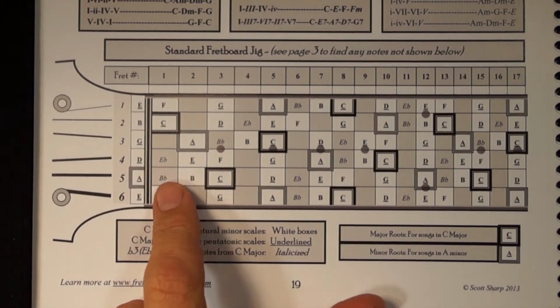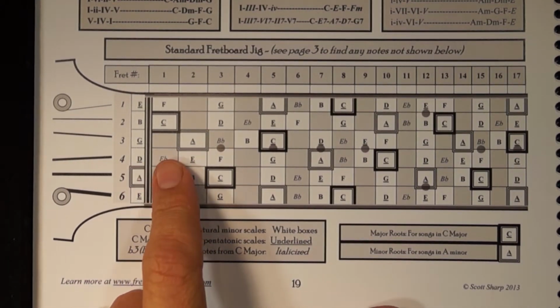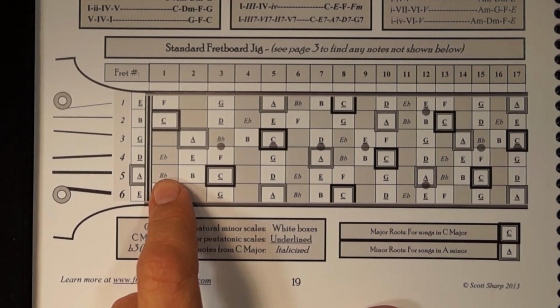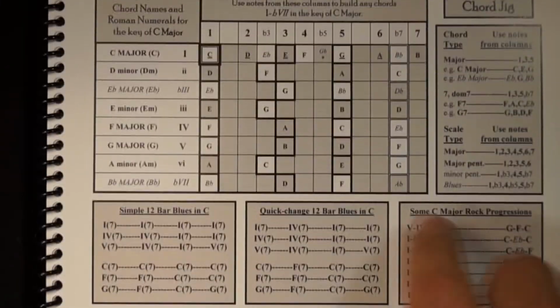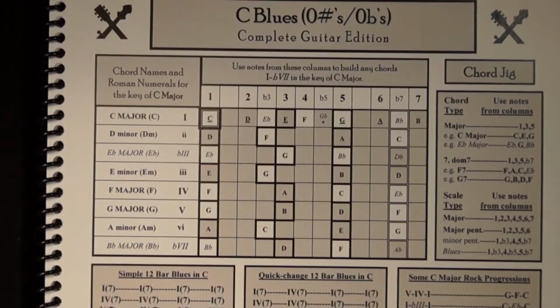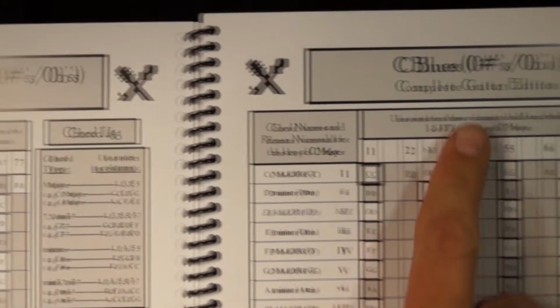And I'm also showing the flat 3 note here and the flat 7 note, and those are going to be real important on the blues side. So the cool thing about the new complete edition toolboxes is if you flip to the page that faces the C major page, so I just look at C major key and then the C blues, what I call the C blues key right here.